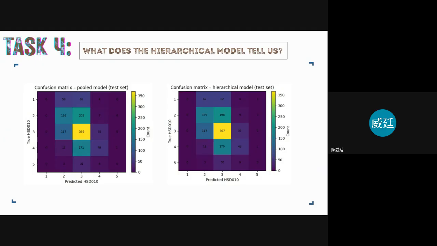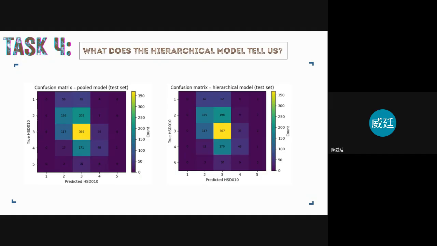Starting from the pooled model on the left, most predictions fall into levels 2, 3 and 4. The model almost never predicts 1 or 5. That means the model tends to play safe and push people into the middle categories, and it's quite conservative about saying someone is excellent or poor.